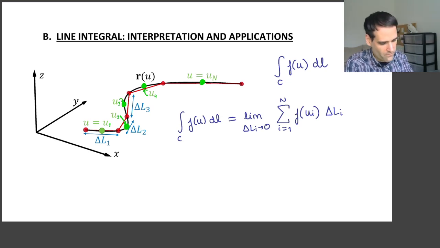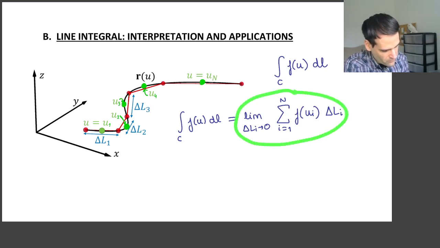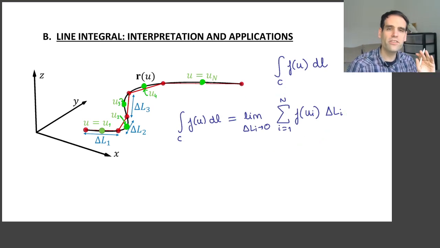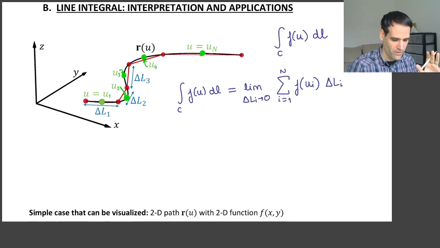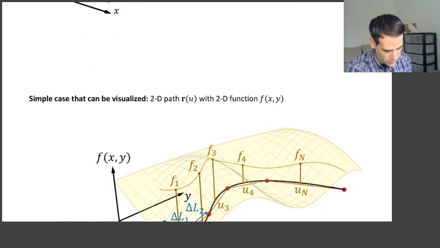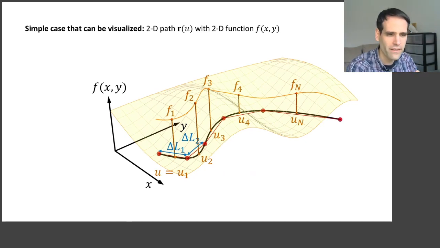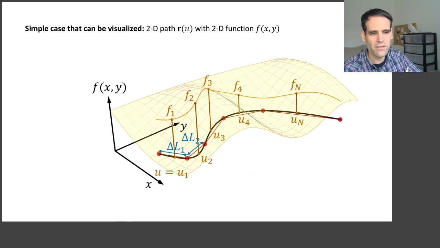So one way to visualize the definition for this Riemann sum is to consider the special case in which the path R of u is actually a two-dimensional path in the plane xy. Remember, this is a simple case, and the reason we choose it is that we are able to visualize everything in a graph like I'm doing here. But in general, it's not possible to visualize it when the curve is in 3 dimensions.